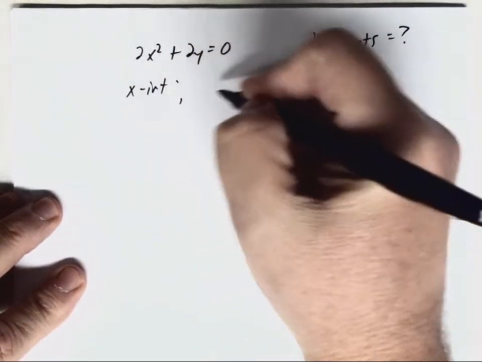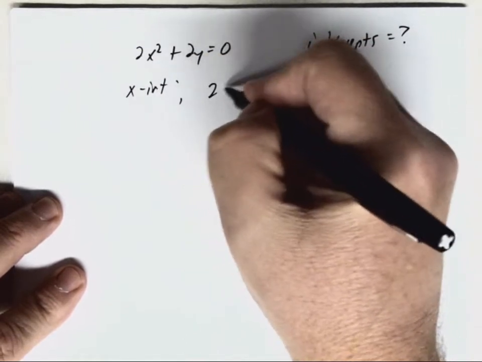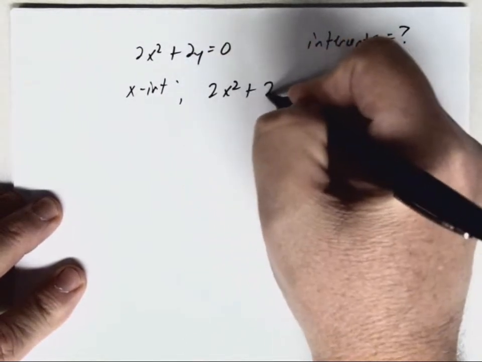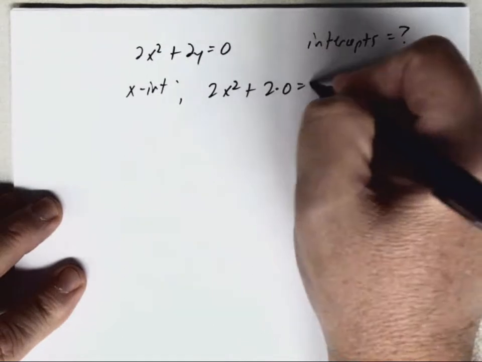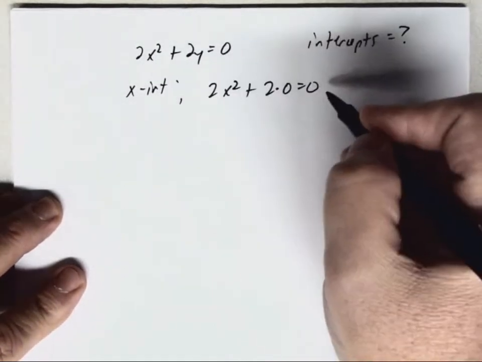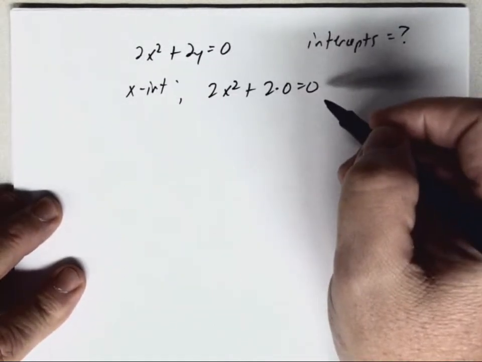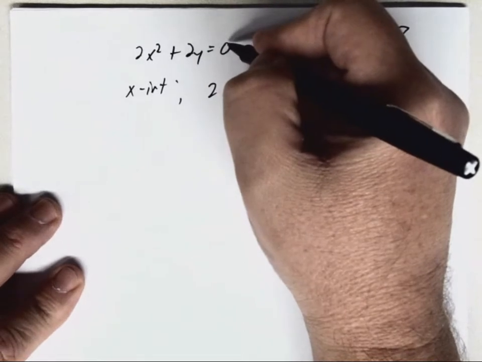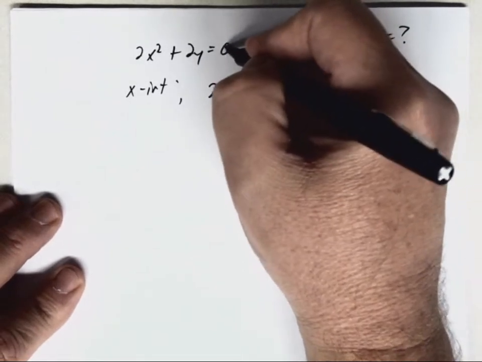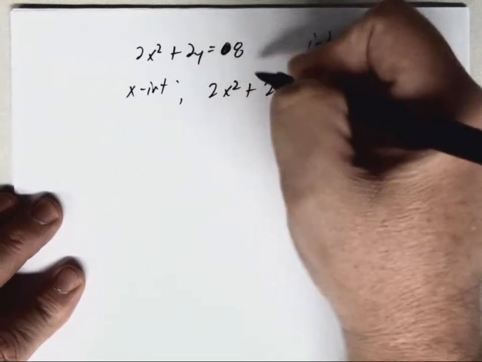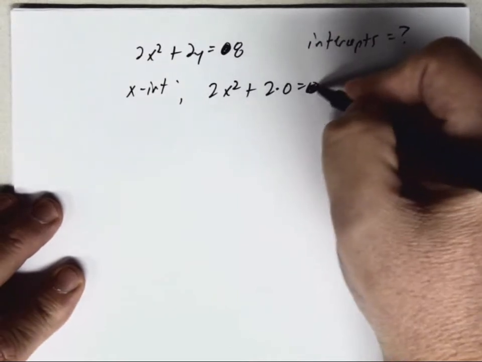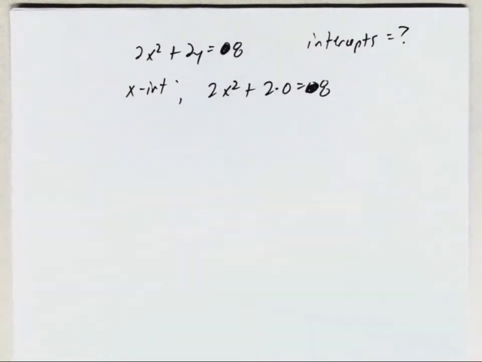So for the x-intercept, you set y equal to 0. So 2x squared plus 2 times 0 equals 0. Oh, I wrote this incorrectly. Sorry. This was turning out not like I thought. I was confused as to why. Sorry. Should have been 2x squared plus 2y equals 8.